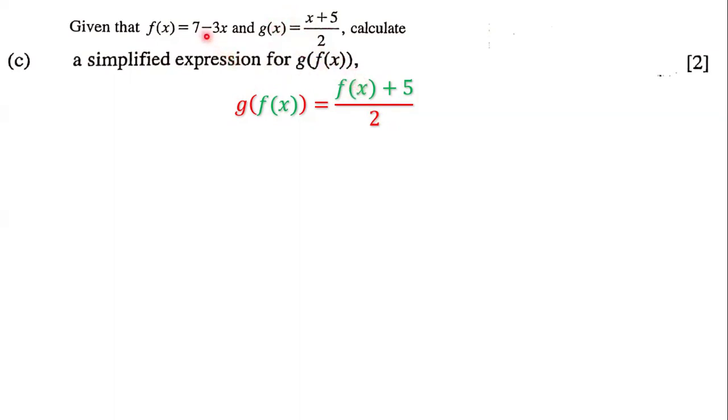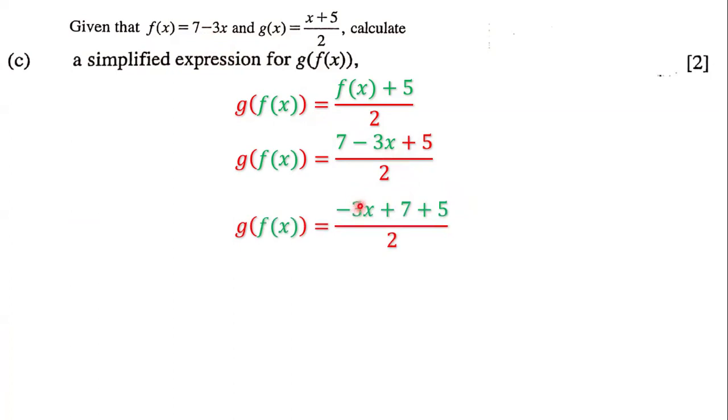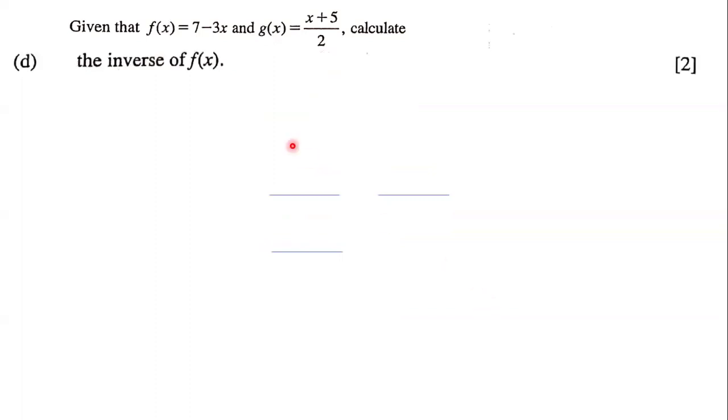But what is f of x? Well, f of x is equal to 7 minus 3x, so we have (7 minus 3x plus 5) all over 2. And so what we do here is we put the negative 3x here, and we combine the 7 and the 5 because they are like terms. What is 7 plus 5? Well, 7 plus 5 is 12. So we have g of f of x is equal to (negative 3x plus 12) all over 2. And so this is a simplified expression for g of f of x, and that's our answer.